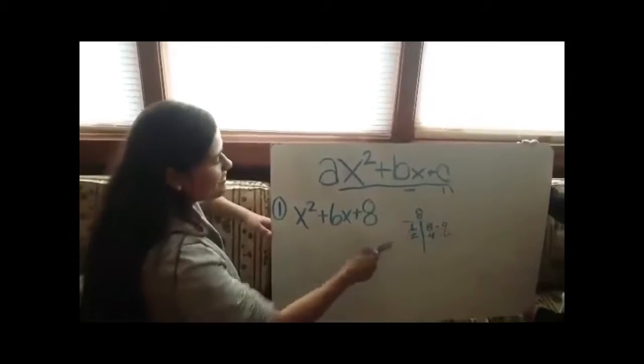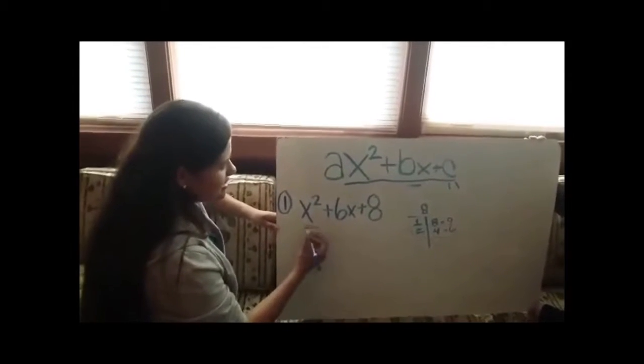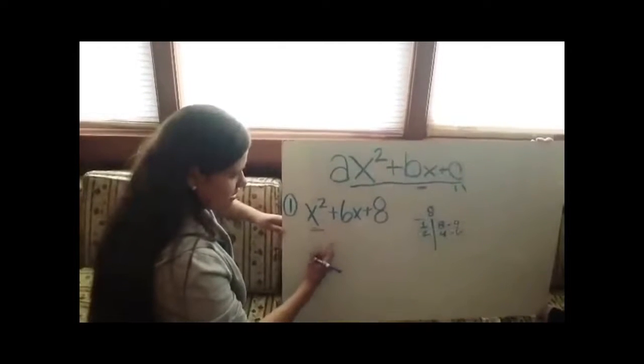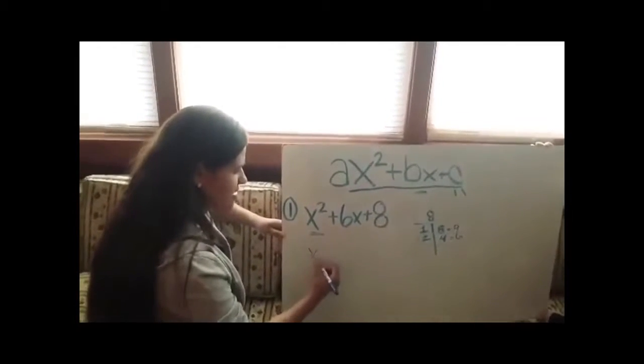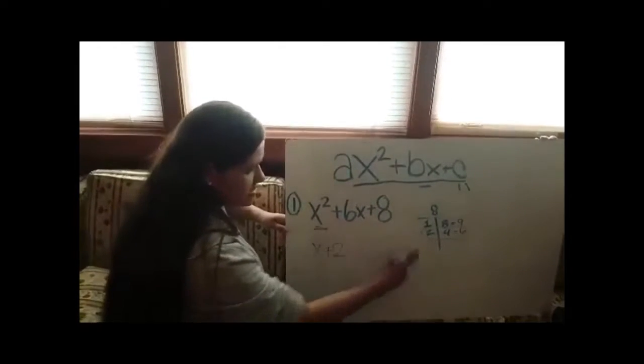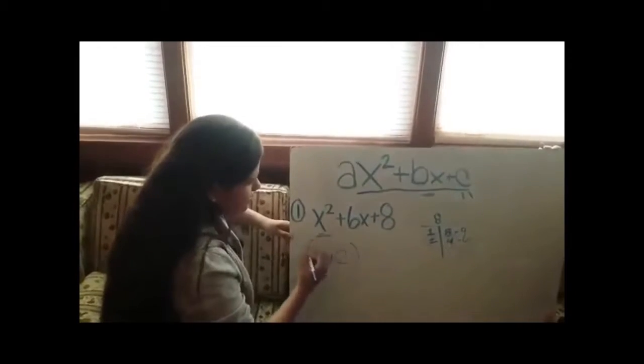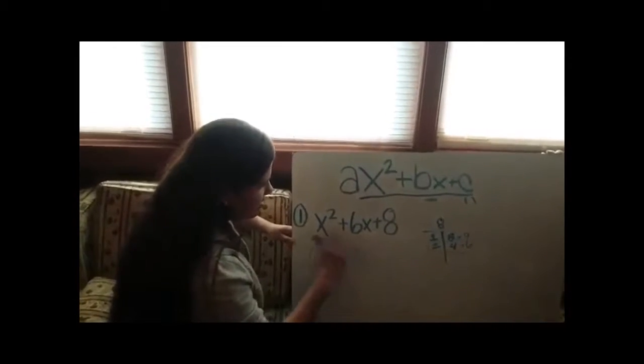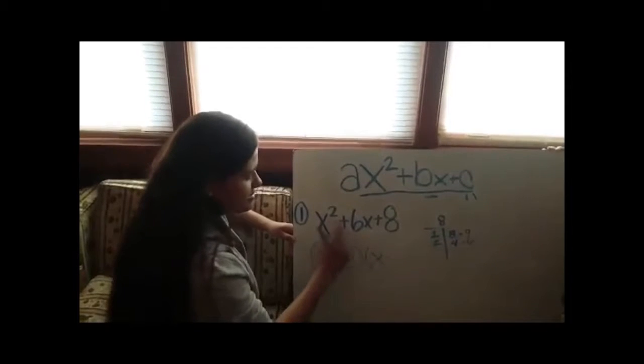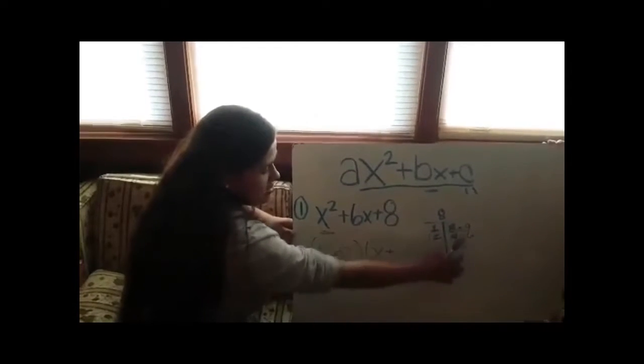Alright, so then when we factor, we just write the x. Since it's x squared, we're going to write it 2 times, right? So we're going to have x plus 2, because this is a positive number, and we're going to put the parentheses, and then we're going to have another x, plus the other number, which is 4.